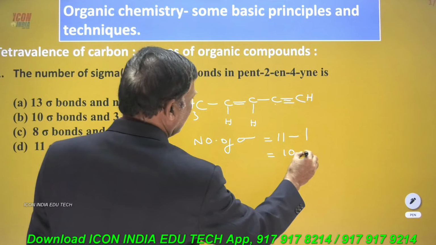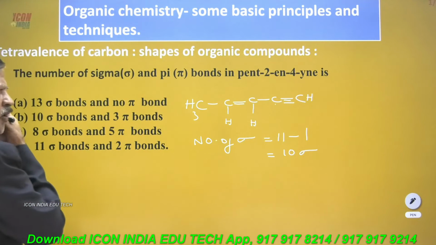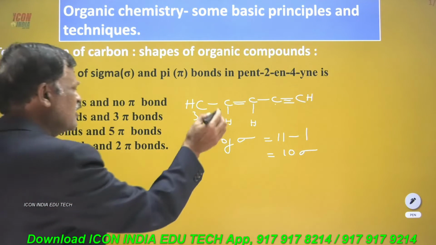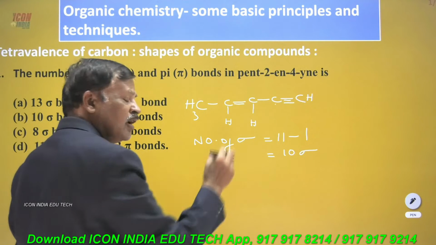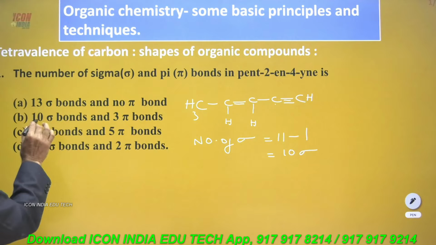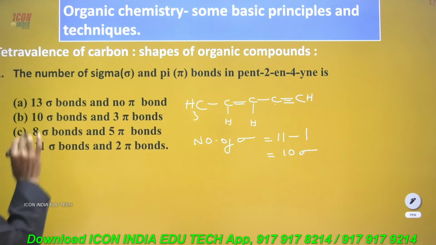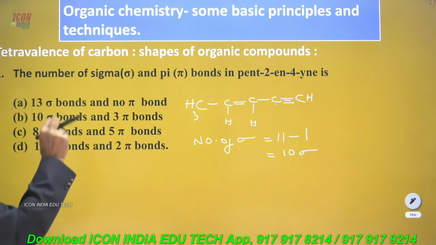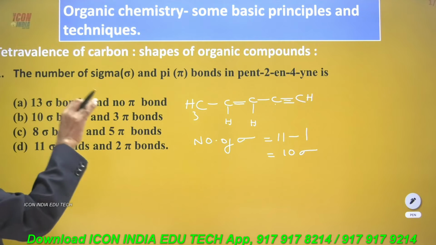So, 10 sigma. So, pi bonds, in a double bond there is 1 pi bond, in a triple bond there are 2 pi bonds, total 3 pi bonds. That is why what is our answer? B. 10 sigma bonds and 3 pi bonds. That is the way you have to write the structure and identify.